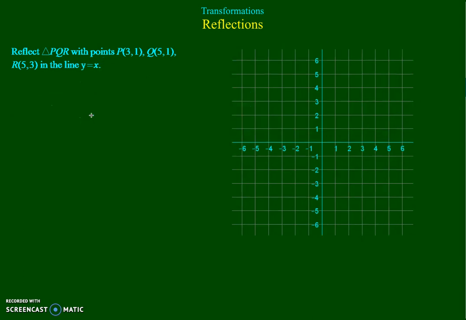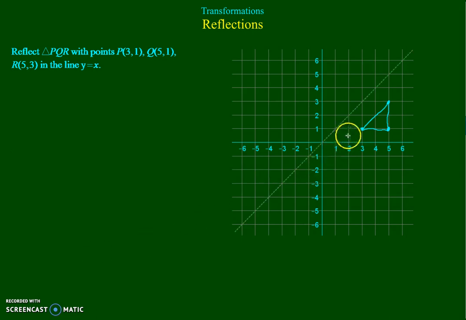In this example, we're using the exact same triangle PQR here, but this time we're going to be using the line y equals x as our line of reflection. So as usual, let's go ahead and write in our triangle. So it's 3, 1, 5, 1, and 5, 3. Okay. Now, the line y equals x is going this way. So let's go ahead and put that in.